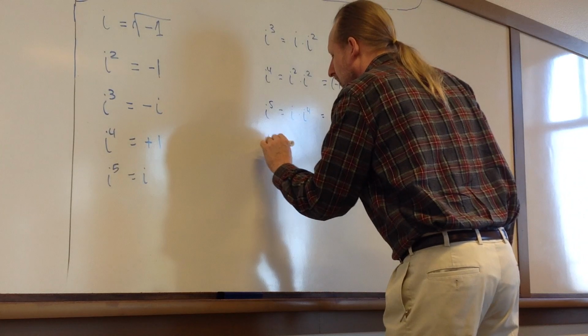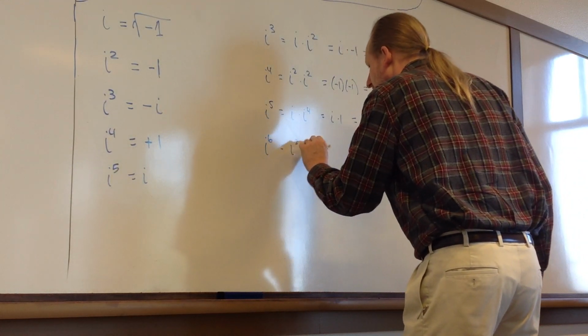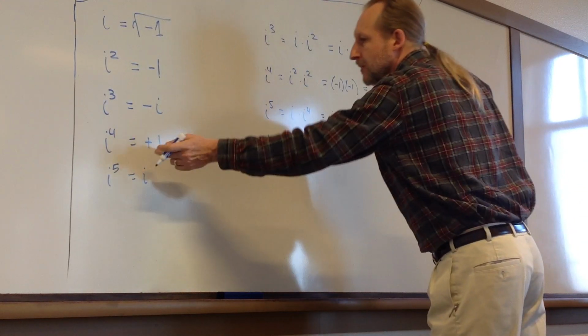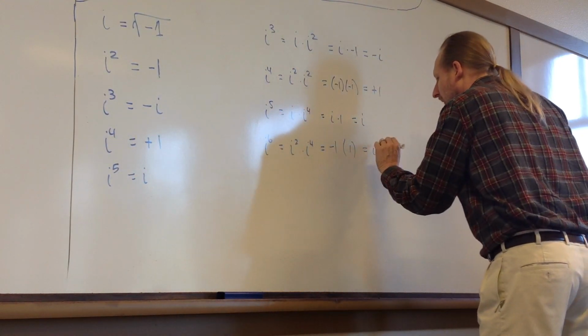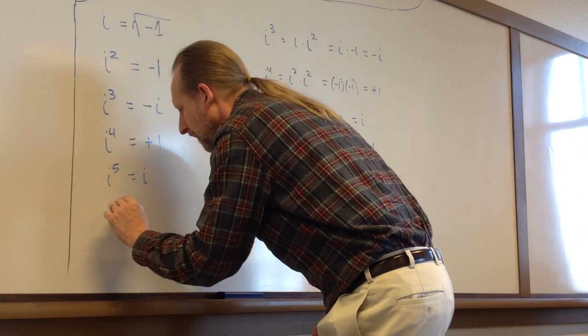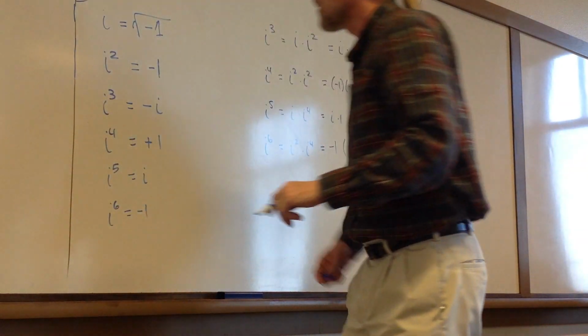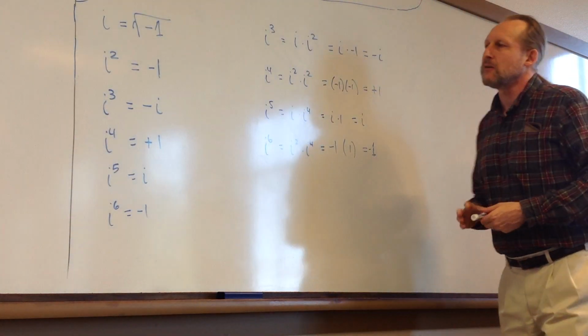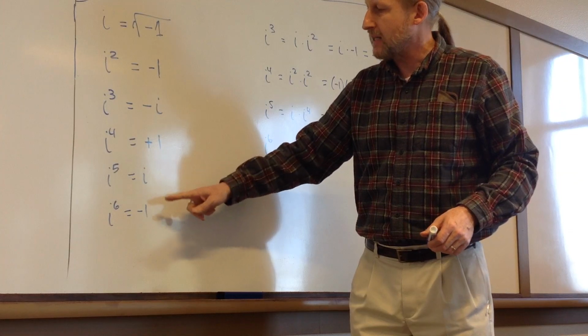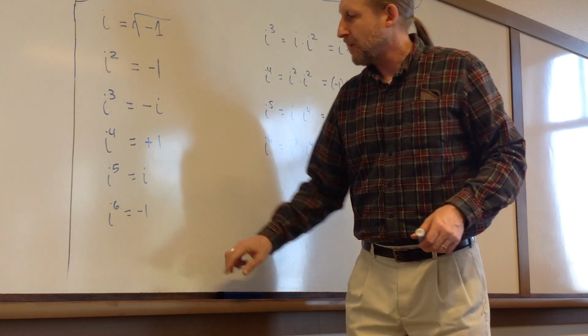I to the sixth power is I squared times I to the fourth. I squared is negative 1. I to the fourth is positive 1, and so this is just negative 1 again. Okay, so this pattern repeats itself: I, negative 1, negative I, positive 1. I, negative 1, negative I, positive 1.